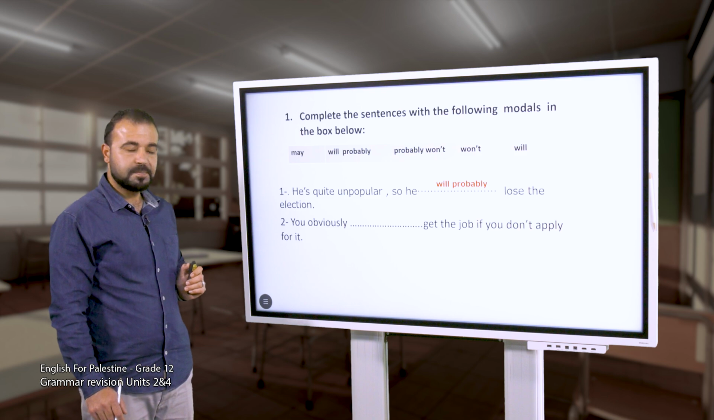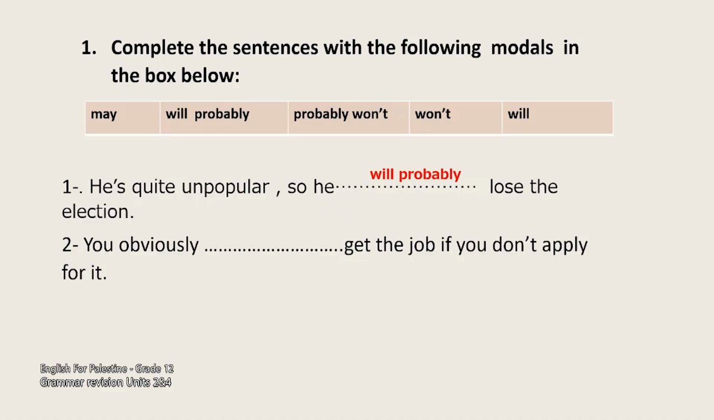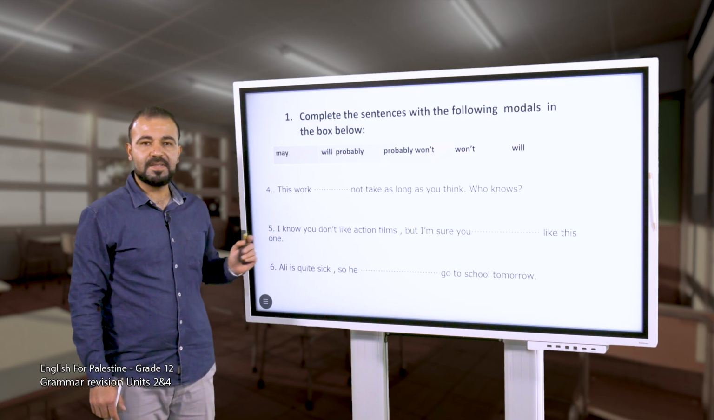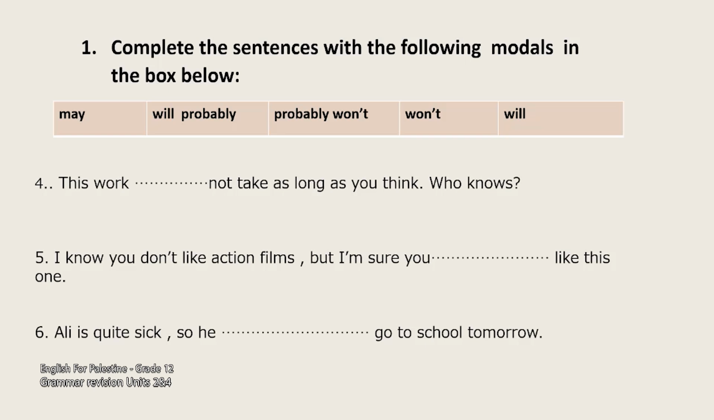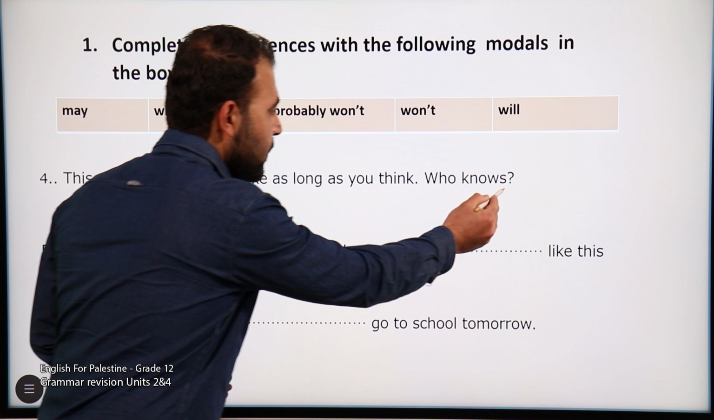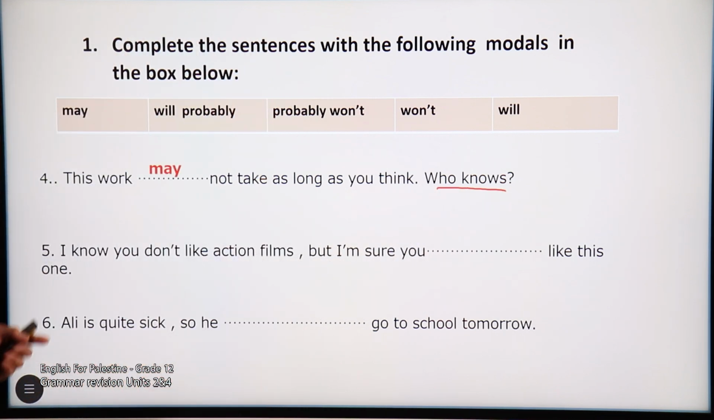Sentence number 2. You obviously blank get the job if you don't apply for it. Obviously won't get the job. If you don't apply, you won't get the job. Sentence number 4. This work blank not take as long as you think. Who knows? The clue here, who knows, means that we should use may, a possibility. This work may not take as long as you think.